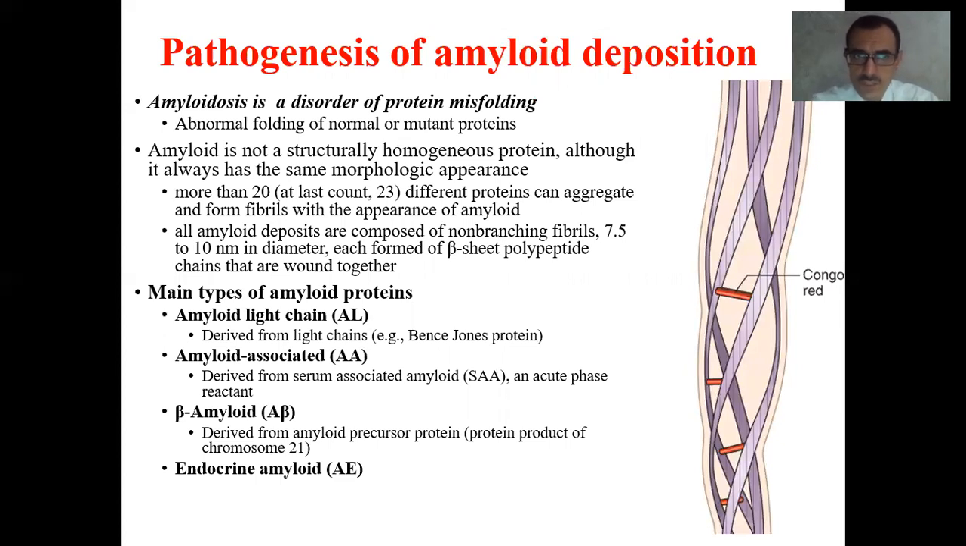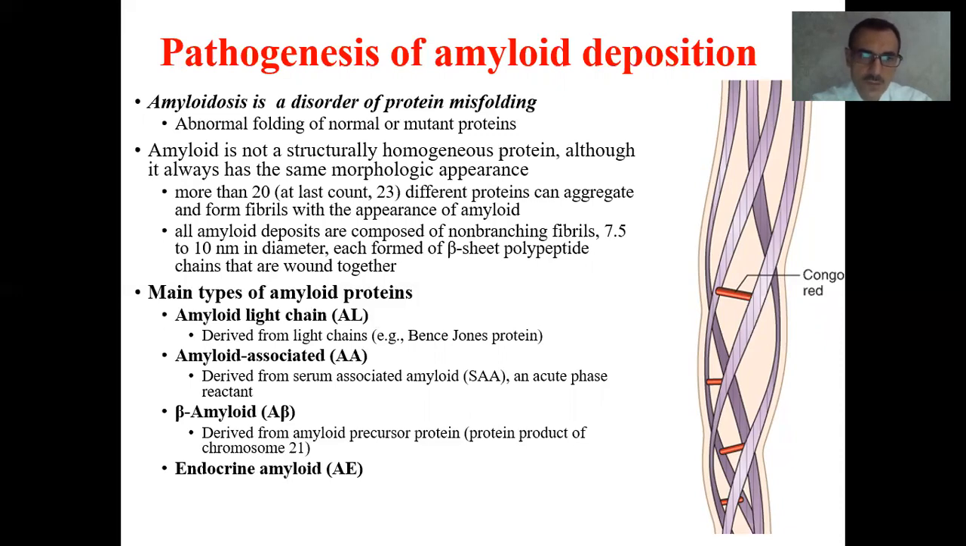Pathogenesis of amyloid depositions. Amyloidosis is a disorder of protein misfolding, abnormal folding of normal or mutant proteins. Amyloid is not a structurally homogeneous protein, although it always has the same morphologic appearance. More than 20 different proteins can aggregate and form fibers with the appearance of amyloid. All amyloid deposits are composed of non-branching fibers, 7.5 to 10 nanometers in diameter, each formed of beta sheet polypeptide chains that are wound together.